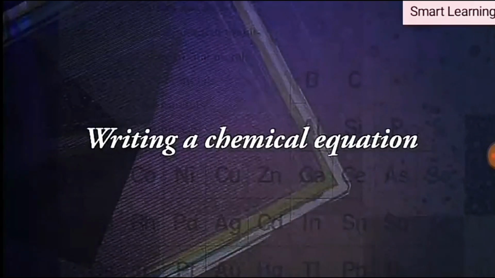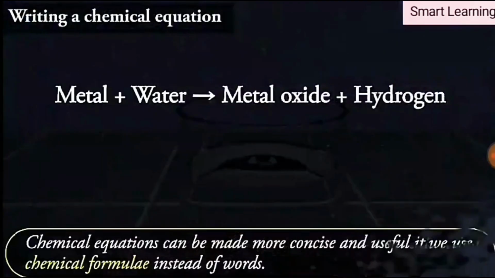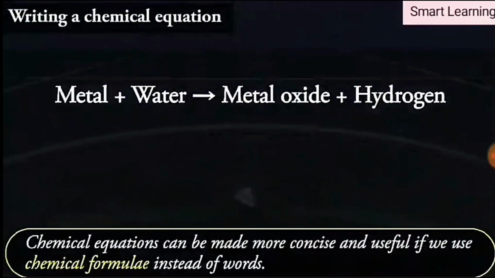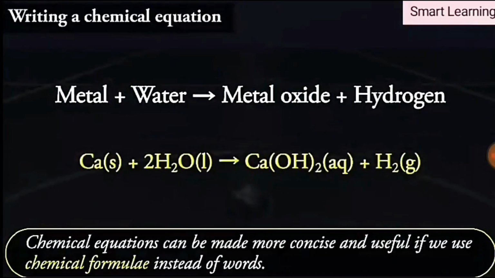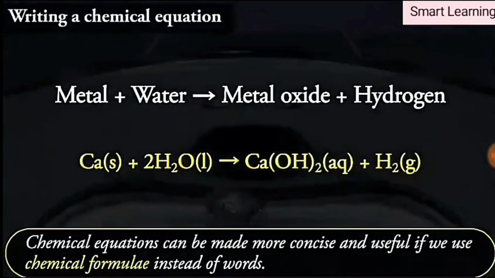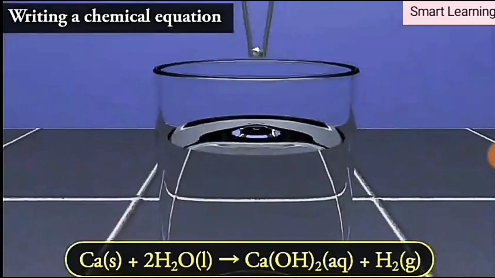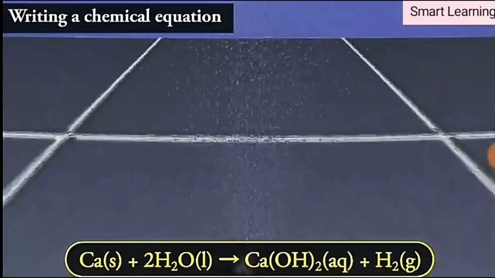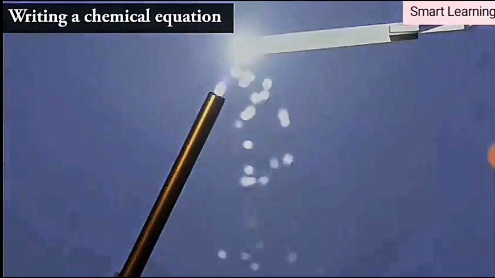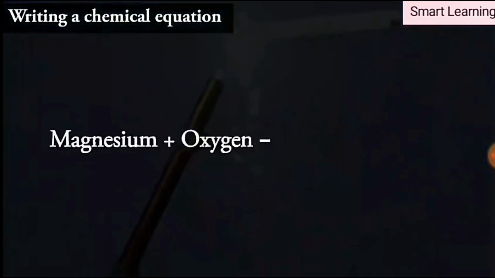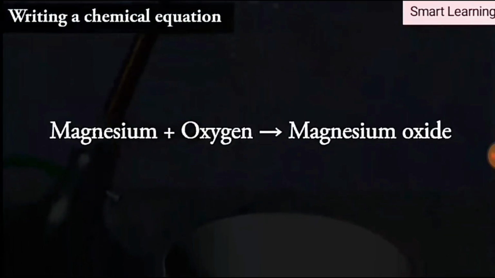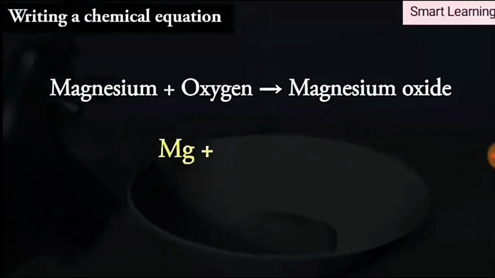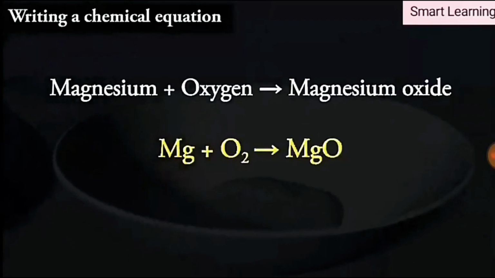Now let us learn about writing a chemical equation. Chemical equations can be made more concise and useful if we use chemical formulae instead of words. A chemical equation represents a chemical reaction. If you recall the formulae of magnesium, oxygen, and magnesium oxide, the previous equation can be written as Mg plus O2 gives MgO.